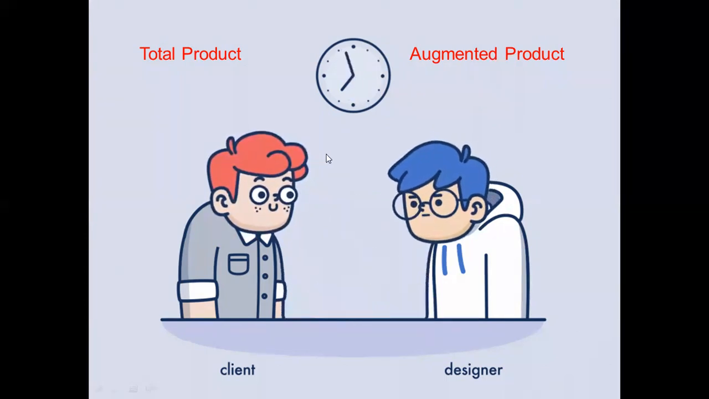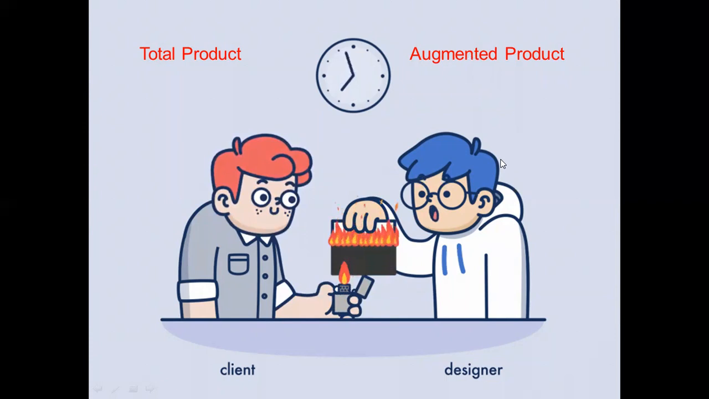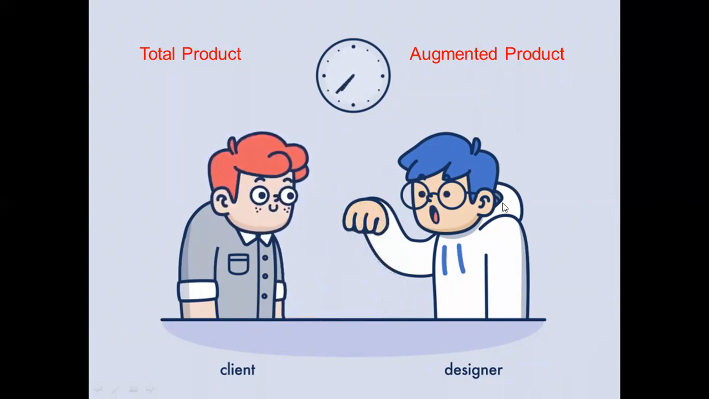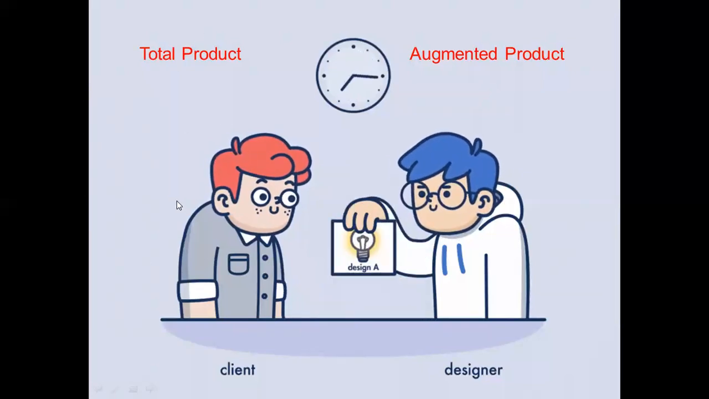So the augmented product is just a car in this case. In this particular example, as a manufacturer or a designer or an entrepreneur, your product is only the car. But anything which is associated with the car that comes into the customer experience also constitutes the total product.